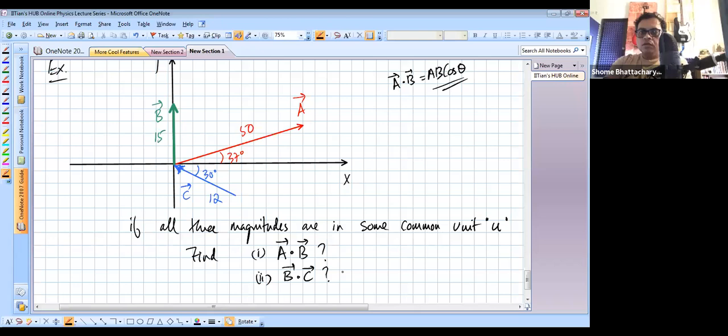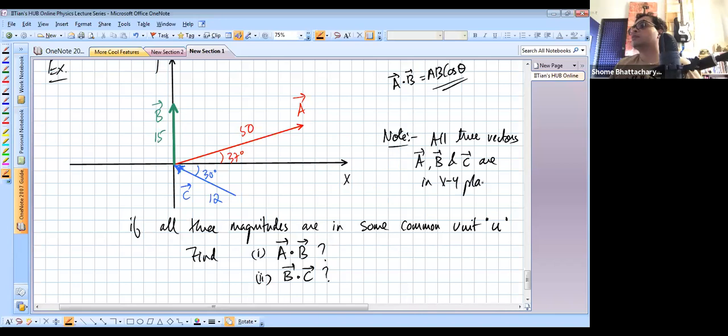Yes, Sania, very good. Your first part is correct. Saurabh, good. And to answer your question, no, it need not lie in a two-dimensional plane. A dot product can be applied to vectors in 3D also. But here in this particular example, all three vectors are in the xy plane. It just so happens that in our particular example, they are lying in the xy plane.